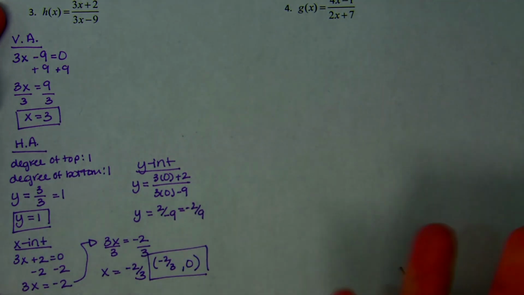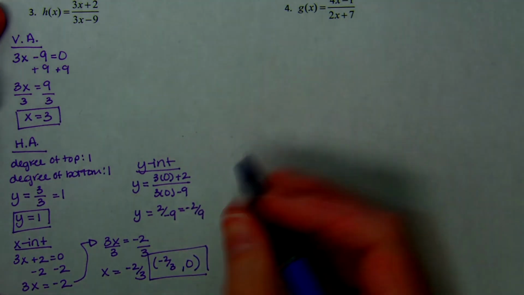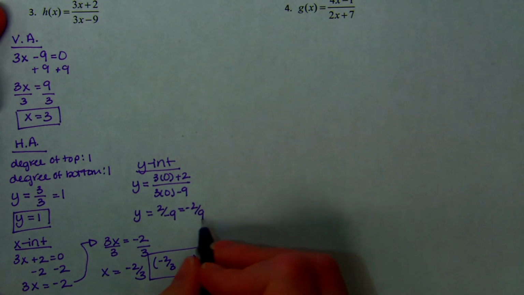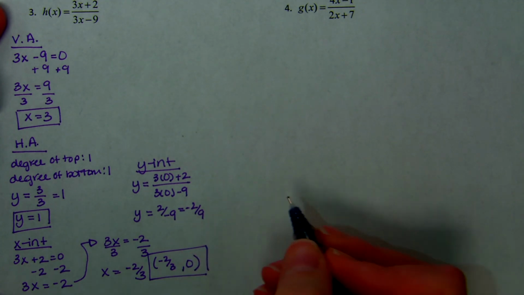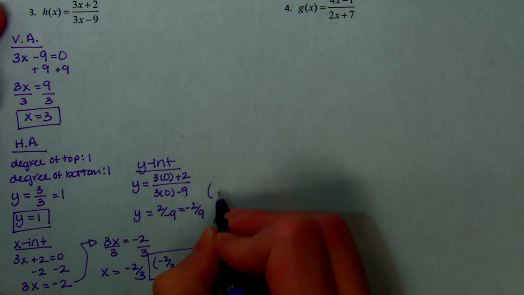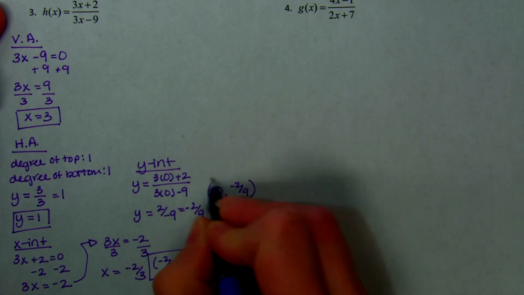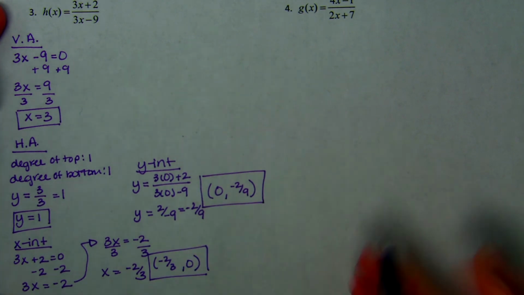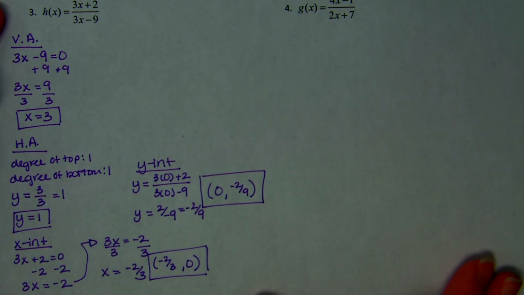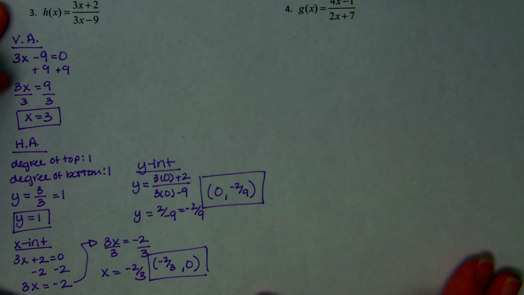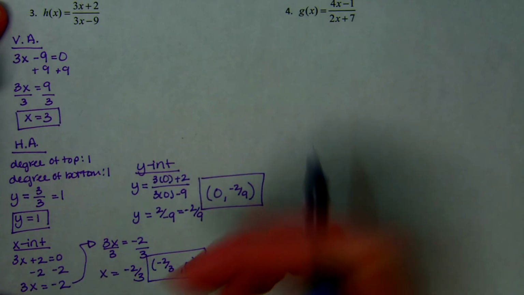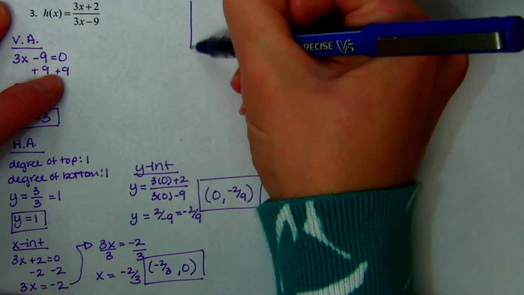Again, not to worry. It's a fraction. It's just a little bit between 0 and negative 1. It's closer to 0 though because it's 2/9. So our y-intercept is the point 0, negative 2/9, like that. Okay. And so what we're going to do, again, is we're going to use all of this information and we're going to graph it.